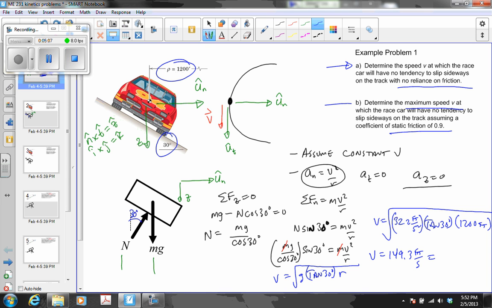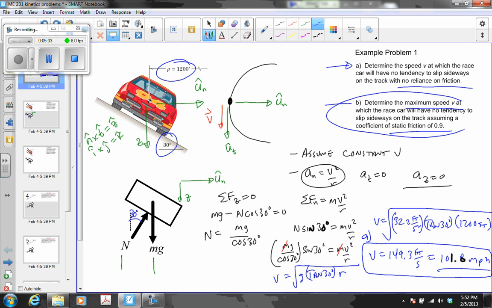149.3 feet per second, which converts to 101.8 miles per hour. So not a very realistic number. Obviously a race car can travel through a turn much faster than this on the large speedways. So that's the answer for part A with no friction.